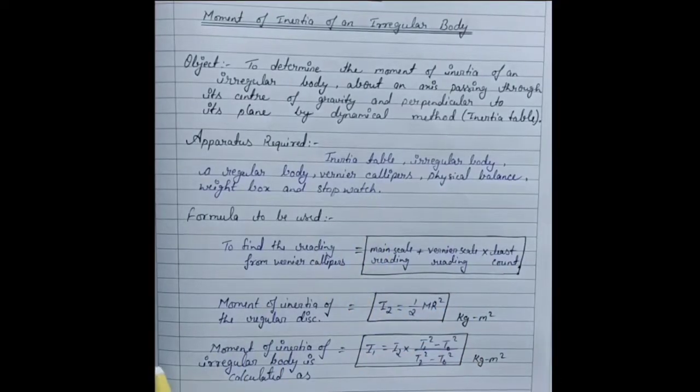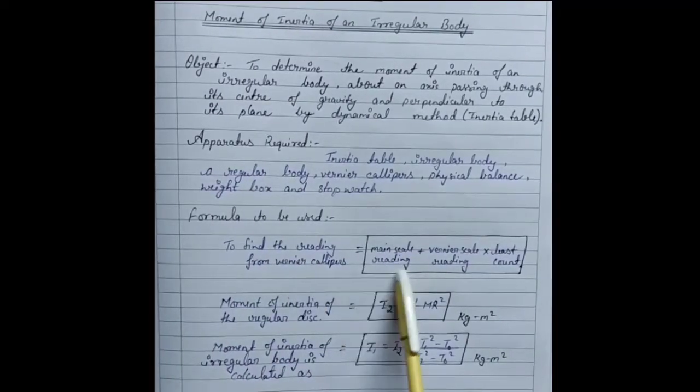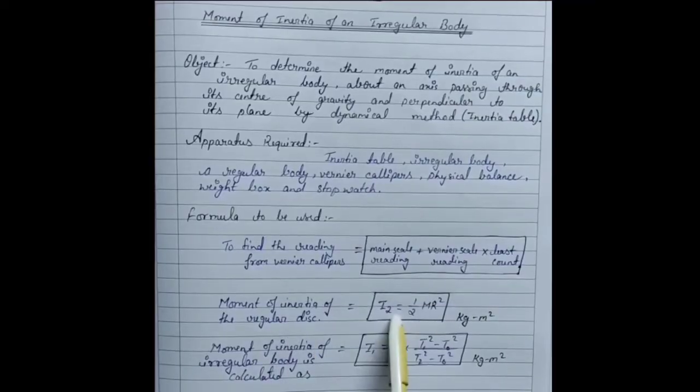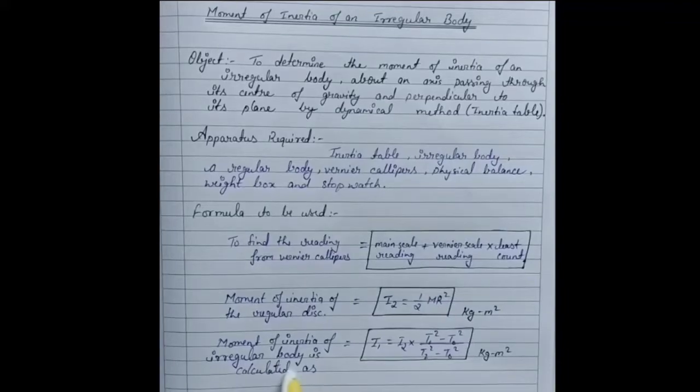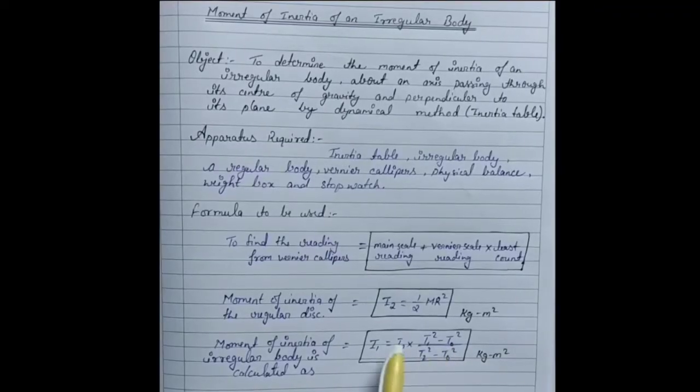So, if I would like to recognize you all the formulas which are required in this experiment, here they are. To find the reading from vernier calipers: main scale reading plus vernier reading multiplied by least count. Moment of inertia of a regular disc can be determined by I2 equals half m r square, which in unit is kg meter square. Moment of inertia of the irregular body is calculated as I1 equals I2 into (T1 square minus T0 square) upon (T2 square minus T0 square). Its unit is also kg meter square.